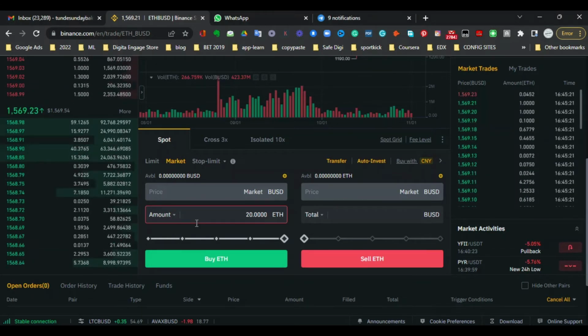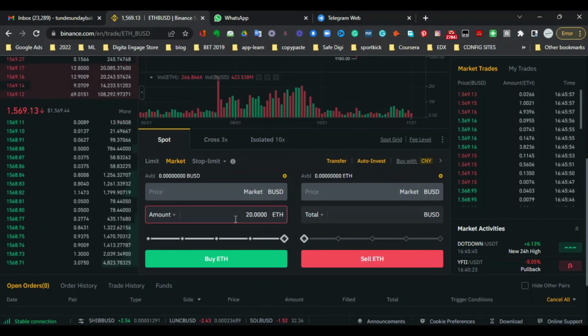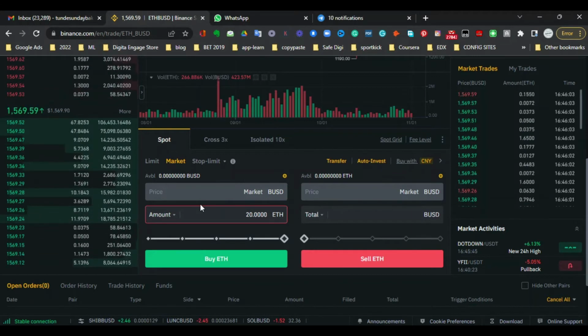Now, here we have amount here. If I want to buy 20 Ether with my BUSD, if I have sufficient balance here, immediately I click on this buy, the BUSD equivalent of 20 Ether will be deducted from my BUSD spot wallet and be credited to my Ethereum spot trade wallet with transaction fee. That is an example of market order.